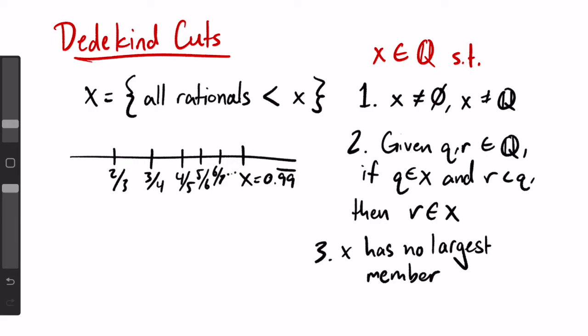As we can see, this supports our definition of a real number x as the set of all rational numbers that are less than x. Therefore, the set of all real numbers is simply the set of all Dedekind cuts.